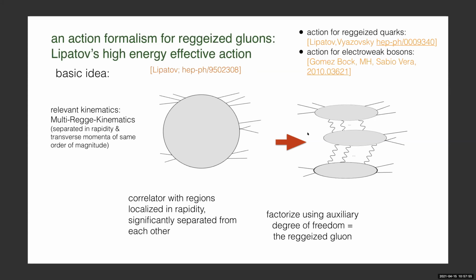For gluons. So in that case here, those are the different actions which are formulated for Reggeized quarks and for electroweak bosons. So you can also take a look at them, but here for a dominant case, you're dealing with the gluon case only.